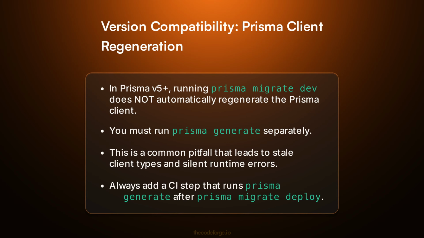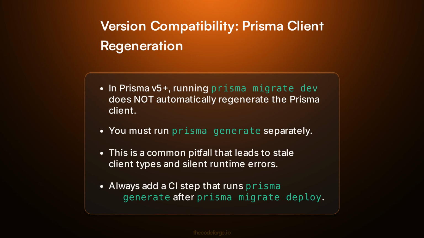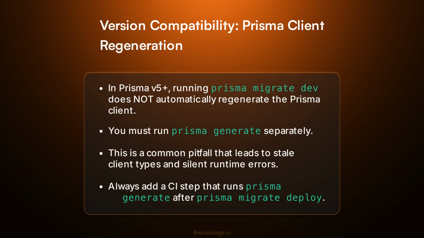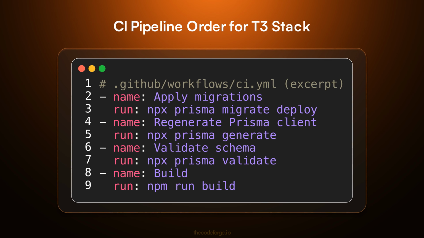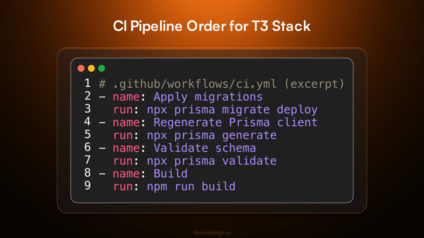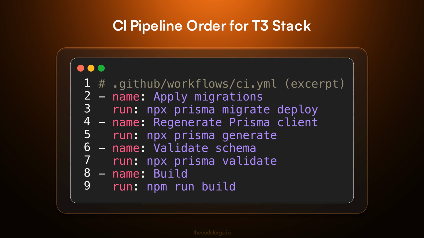In Prisma v5+, running Prisma migrate dev does not automatically regenerate the Prisma client. You must run Prisma generate separately. This is a common pitfall that leads to stale client types and silent runtime errors. Always add a CI step that runs Prisma generate after Prisma migrate deploy. The correct CI order is: 1. Prisma migrate deploy, 2. Prisma generate, 3. Next build. Running build before migration bakes a stale client into the artifact.